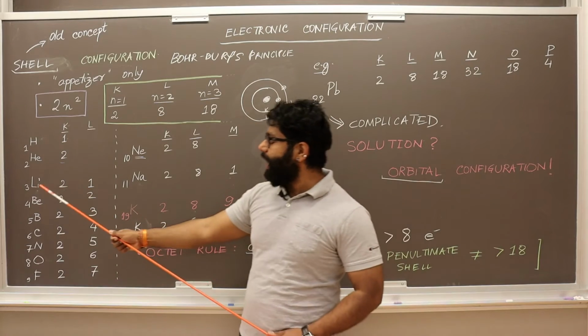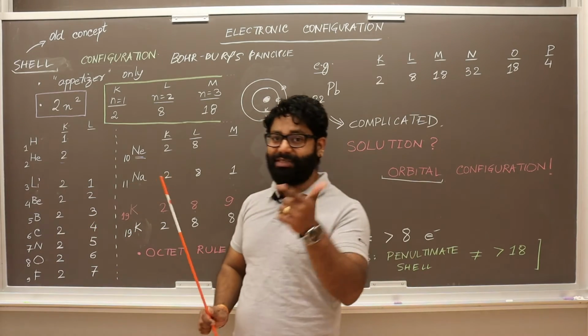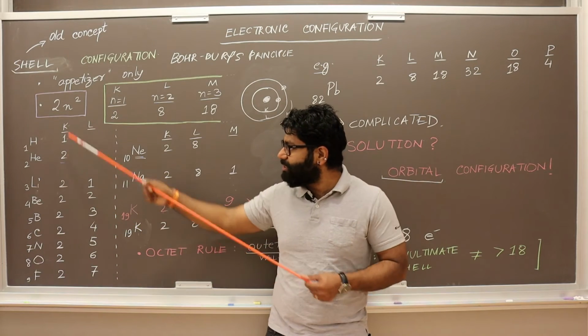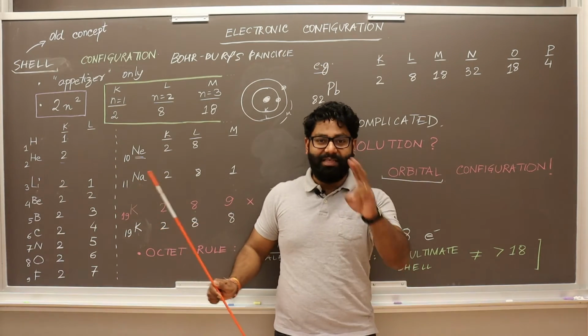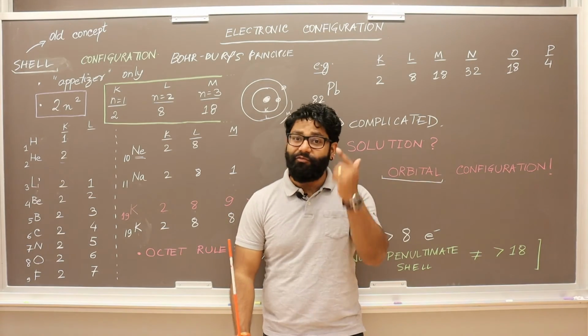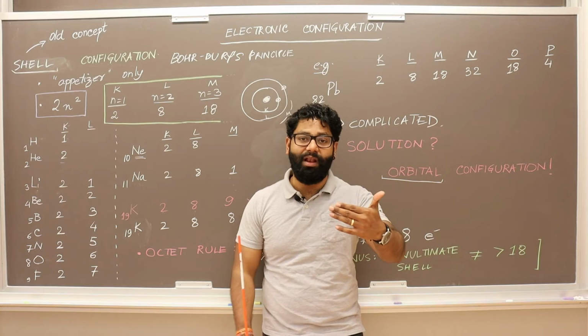Now, when we move to lithium, which is now 3, things become interesting. The first 2 electrons are housed in the K shell, but this is not enough. We have a third electron that needs to be housed. So where will it go? The K shell is full.